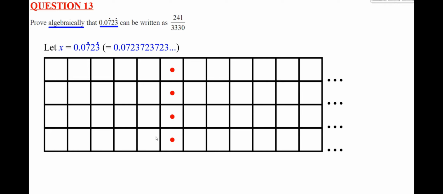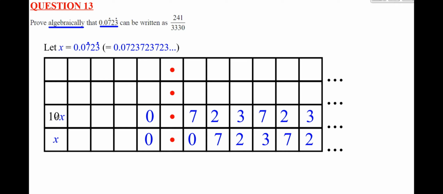So x is 0.0723723 and so on. I'm going to now multiply this by 10 to get 10x. I'm going to write 10x in the row above. 10x is just this value multiplied by 10, so I imagine it in terms of the decimal point jumping one place to the right, and so 10x will be 0.723, 723, 723. So let's write this in.